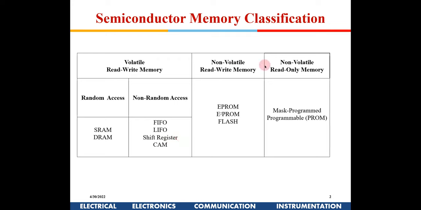Then coming to non-volatile. Non-volatile means, like I said, it requires a power supply for its operation, but even when the power supply is switched off, it will continue to hold the data. Again there are two classifications. Read write memory means you can read the data, erase it and rewrite the data. You can do multiple read write operations. Whereas ROM means you can program it only once. Once you have written the program, you cannot erase and rewrite it. So that is the difference.